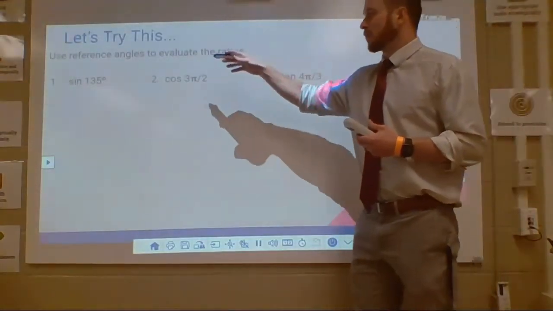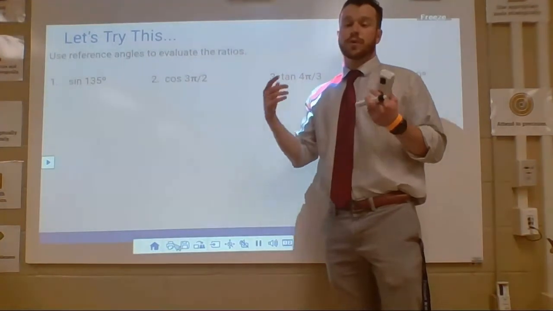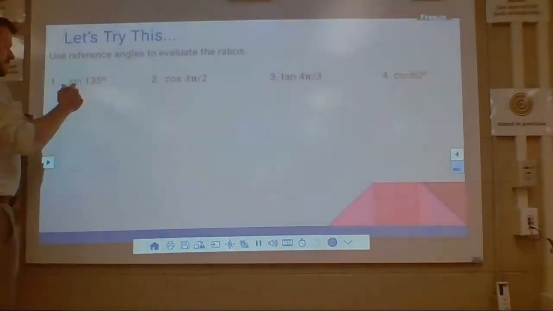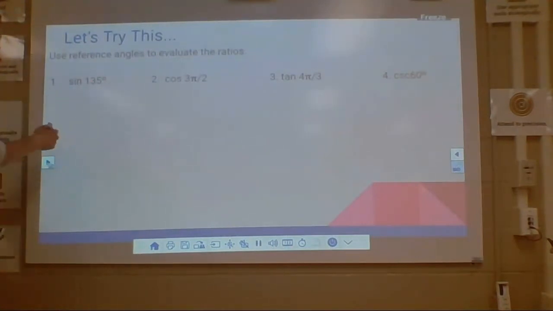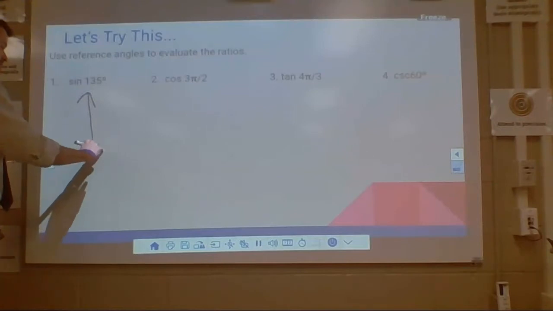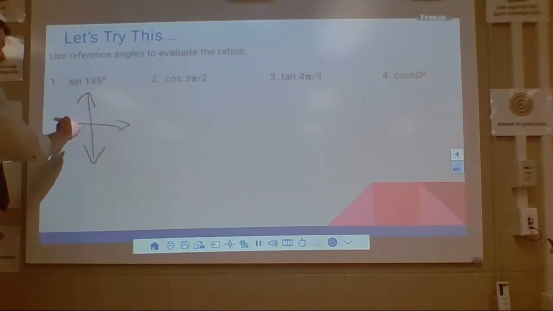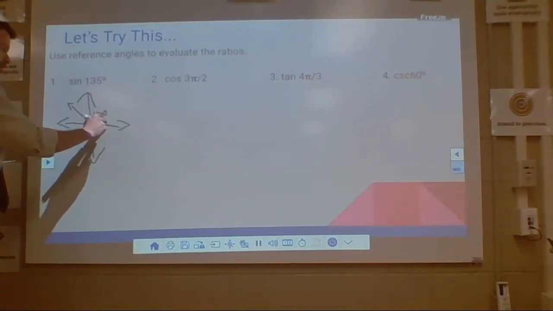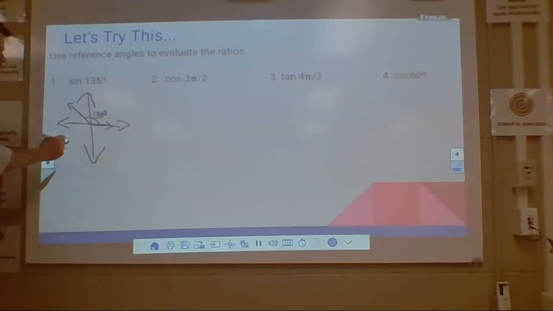All right, so let's work a few problems. We're going to use the reference angles to evaluate these ratios and get some practice with this. The first one we have is sine of 135 degrees. First I'm going to draw the angle, just like we've practiced in the past. For 135 degrees, I'm going to go 90 degrees, and then another 45 degrees in this quadrant. So here we have a 135 degree angle, and don't forget your initial side as well.